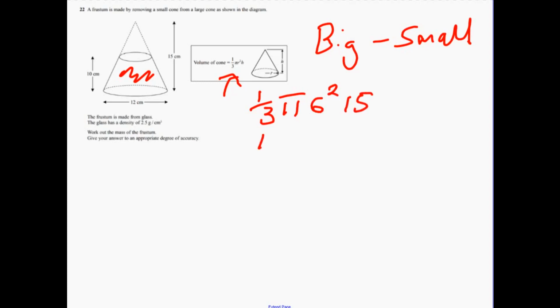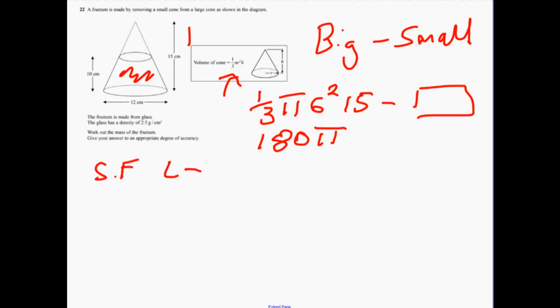So if we work that out, that's 180 pi. Right, what about the small cone? Now, if I think about scale factor, the small cone is 1/3 of the length. But remember, the scale factor you need to think about is for volume. So the scale factor of length is 1/3. So therefore, to get it for volume, it's that cubed.